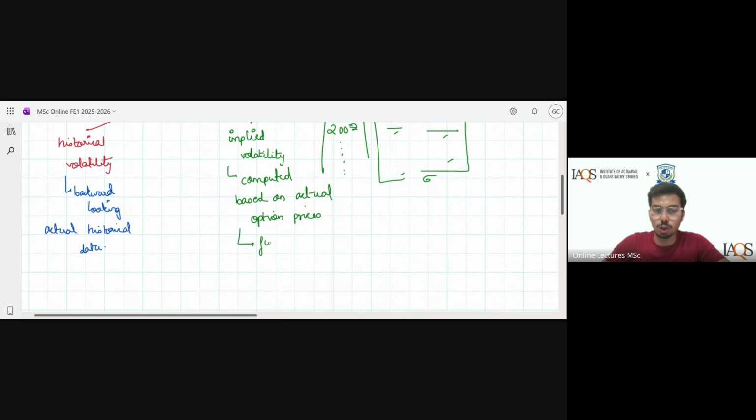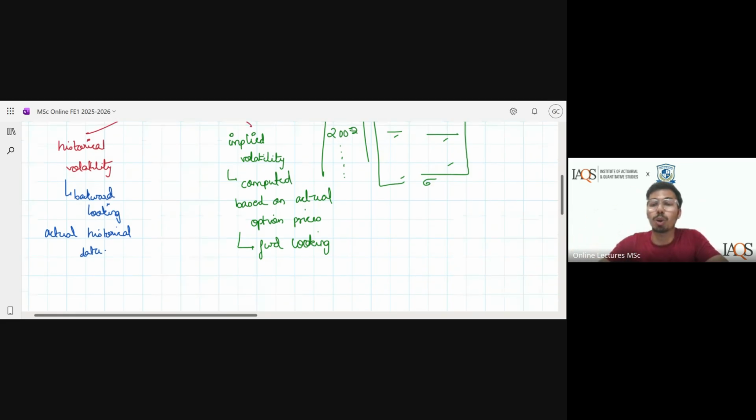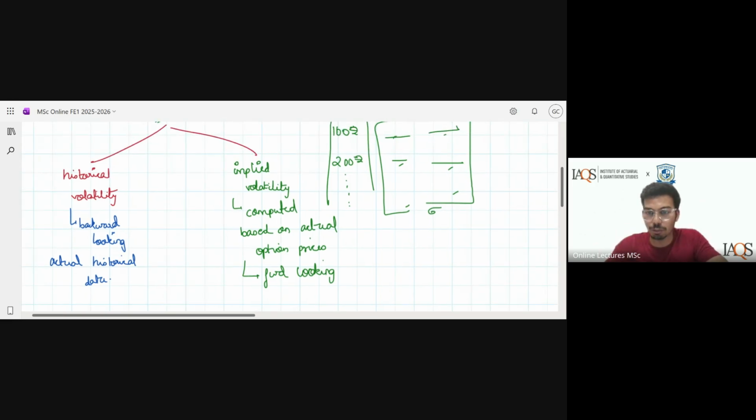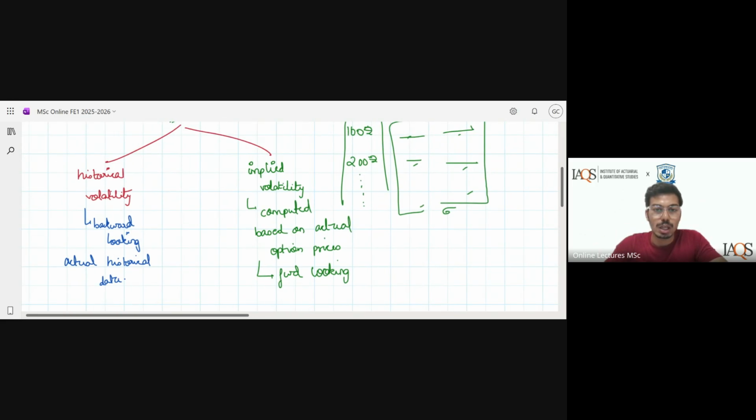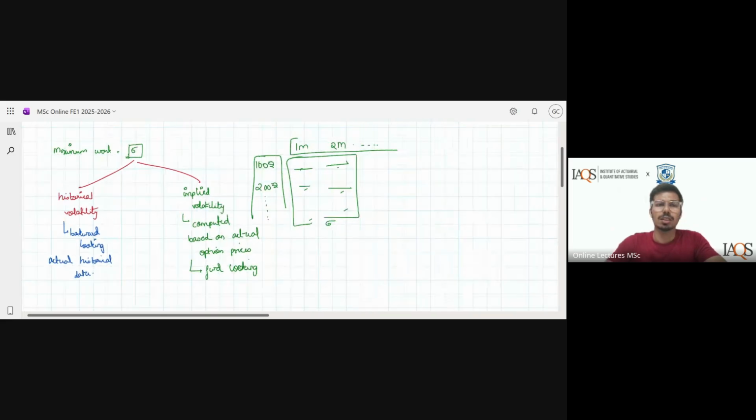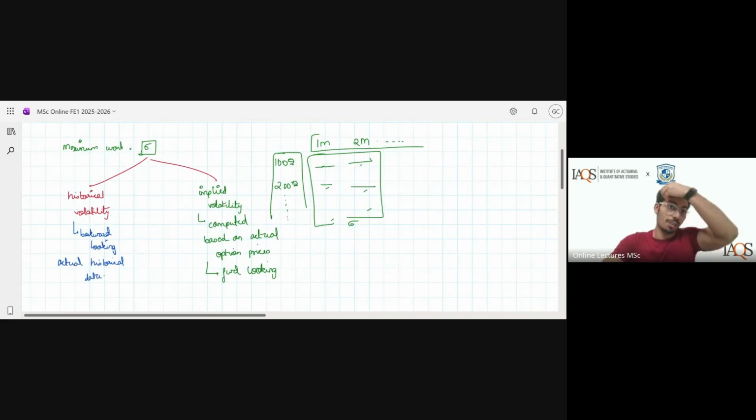What else? They are forward looking. They're not backward looking because I'm not taking any historical data. These options are going to mature in a future time period. Therefore, I'm taking a forward looking view, or a forward looking volatility aspect. I think, yeah, that's it. This was the concept. Let me know if you have any questions.